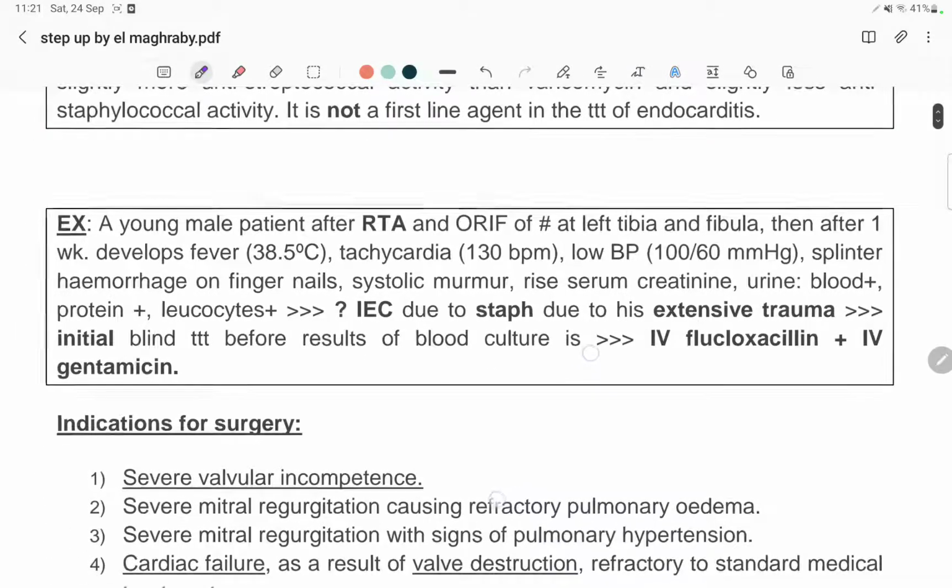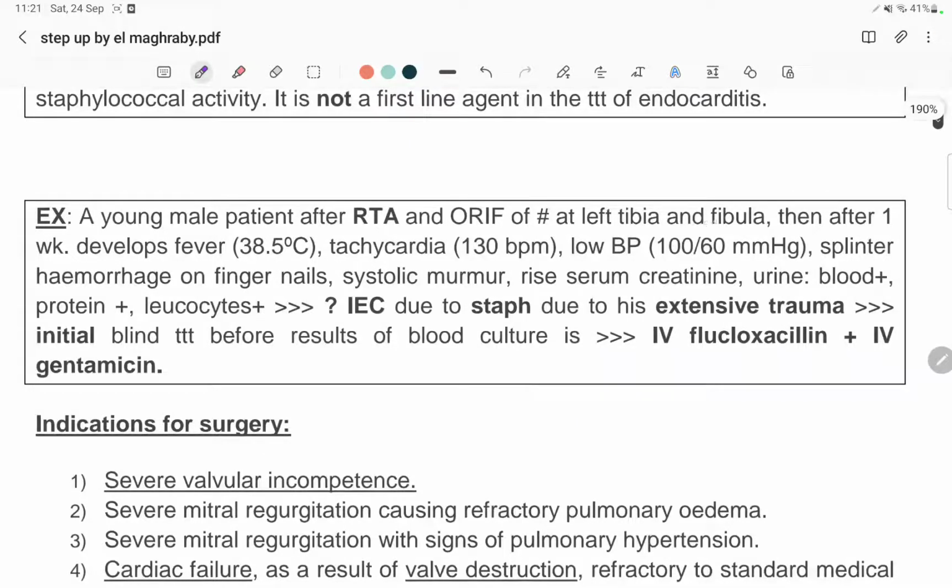Example: a young male with a fracture of the left tibia and fibula, then after 1 week develops fever, tachycardia, low BP, splinter hemorrhages of the fingernails, systolic murmur, raised serum creatinine, and urine showing blood plus protein plus leukocytes. Then infective endocarditis due to staph, due to extensive trauma. Initial blind treatment before blood culture results is IV flucloxacillin plus IV gentamicin.